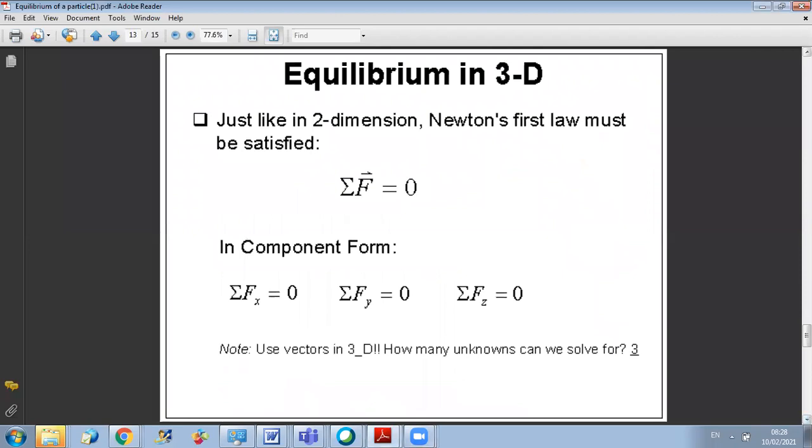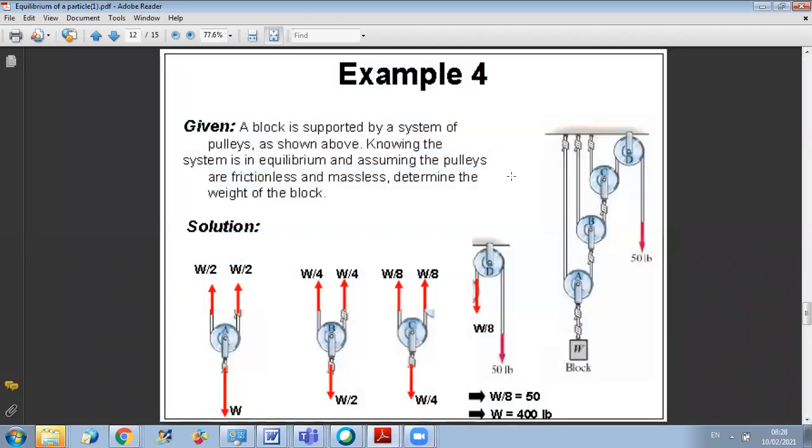Okay, another problem. Here we have a system of pulleys. A block is supported by a system of pulleys as shown in the figure. Knowing that the system is in equilibrium and assuming the pulleys are frictionless and massless, determine the weight of the block. So here we have a series of pulleys holding a block, and we are applying a force of 50 lb here at the end of this cable, and we want to determine the corresponding weight of the block.